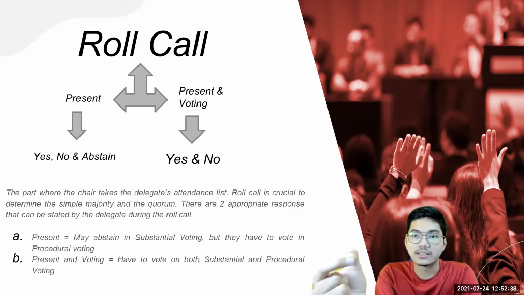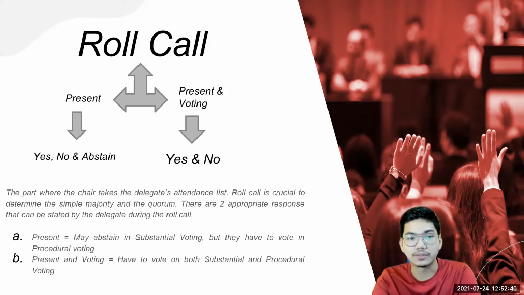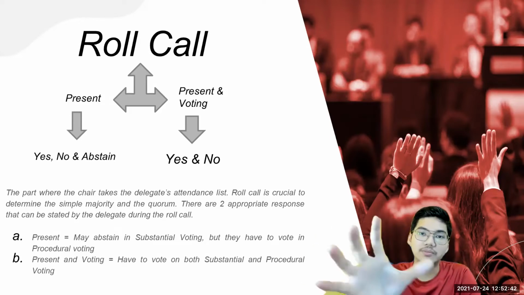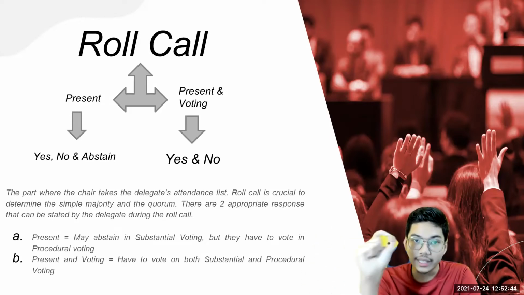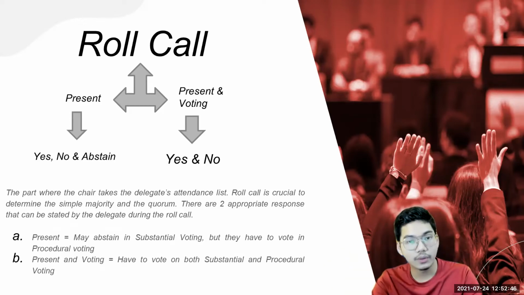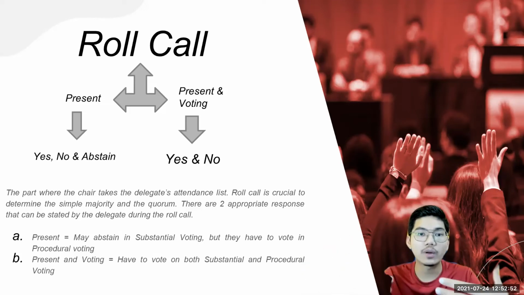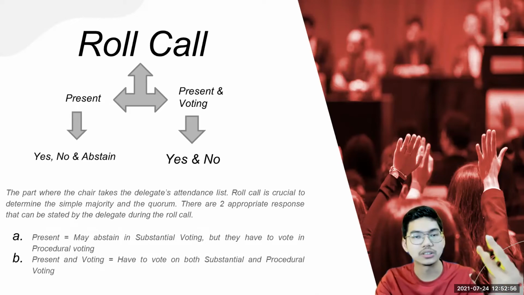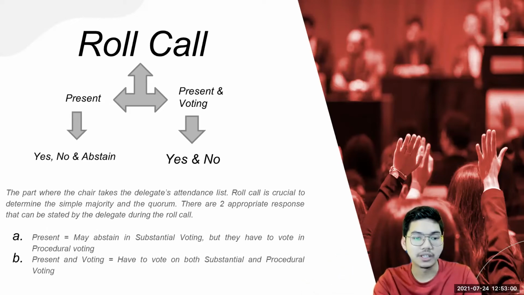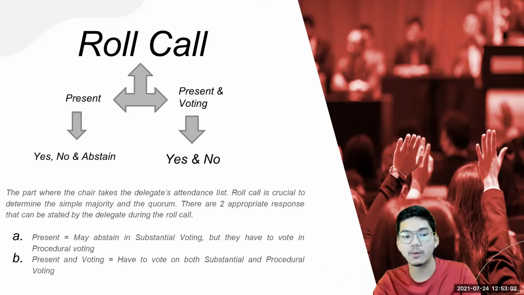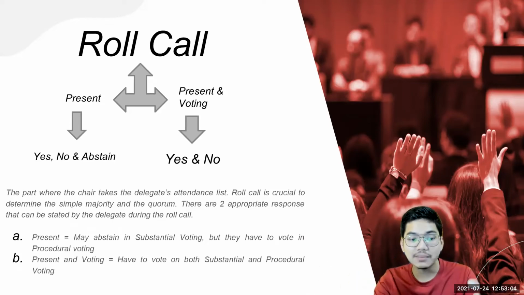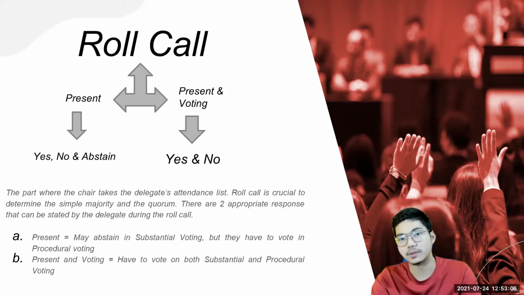I want to abstain somewhere in the middle of the conference. But when you say present and voting, it means that you are not only present, but you're also voting. That means you're going to have to state whether you are agreeing or disagreeing to something. You cannot do an abstain vote. If you take a look at the explanation below, you can see that present means that you may abstain in substantive voting.